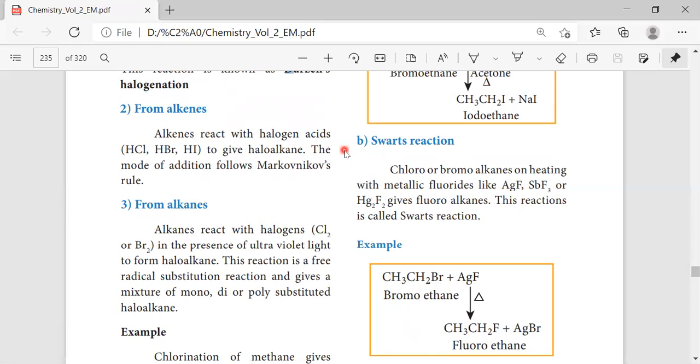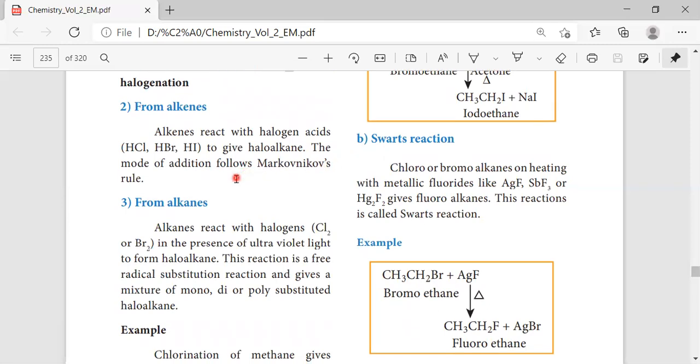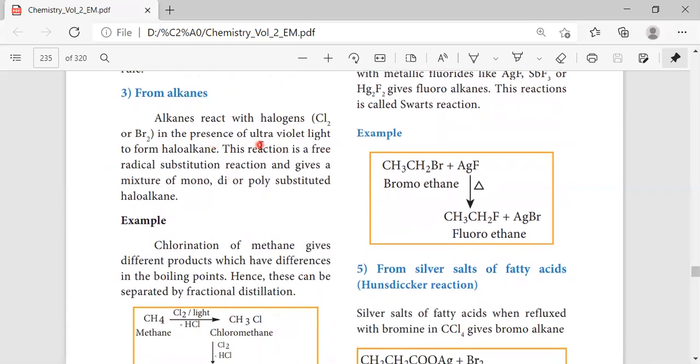Next from alkanes. Here alkanes react with the halogens in the presence of UV light to form haloalkane. Now this reaction is a free radical substitution reaction. Now it leads to give the mixture of mono, di or poly substituted haloalkane. Okay.